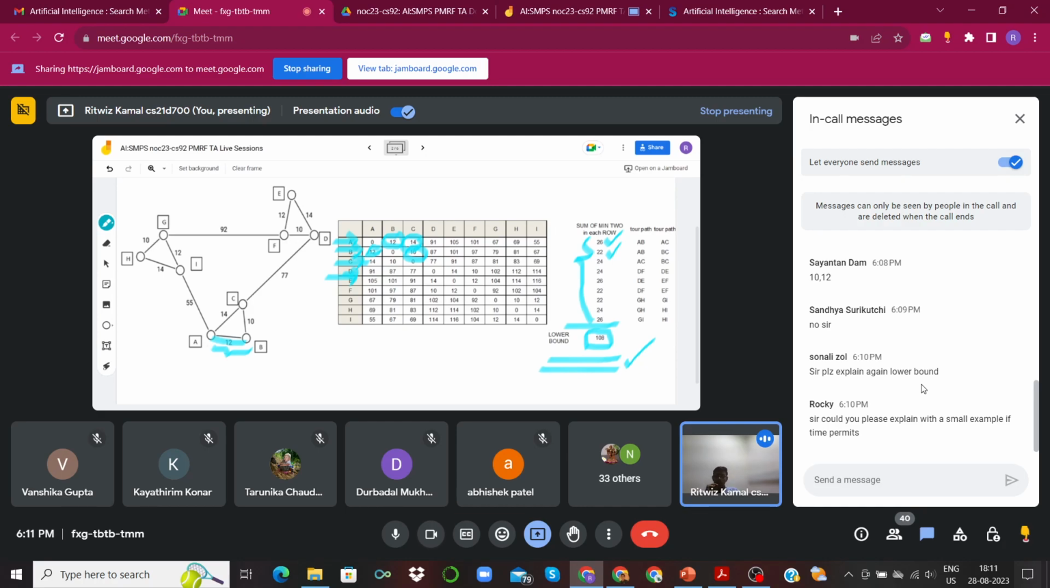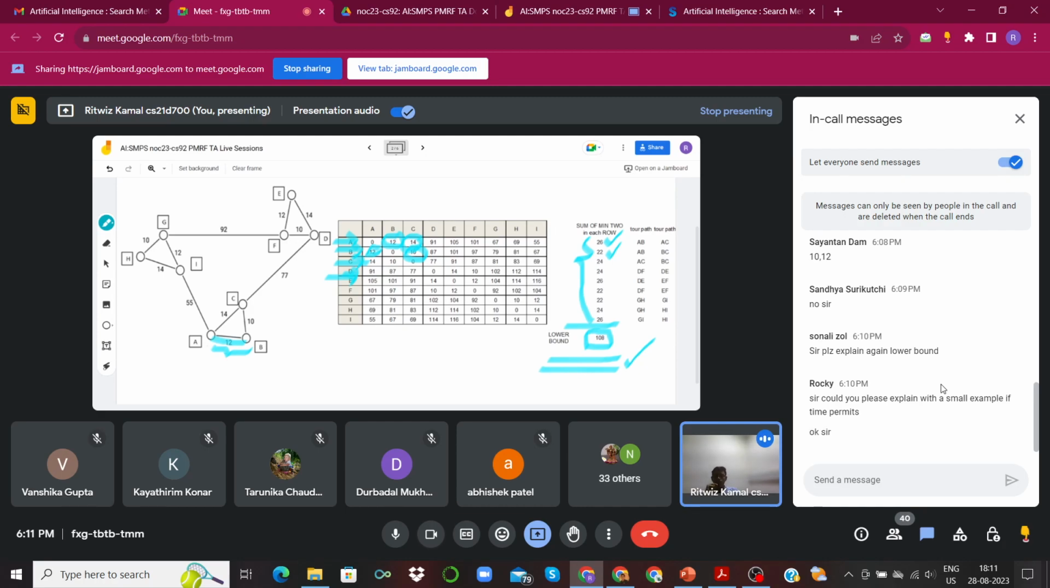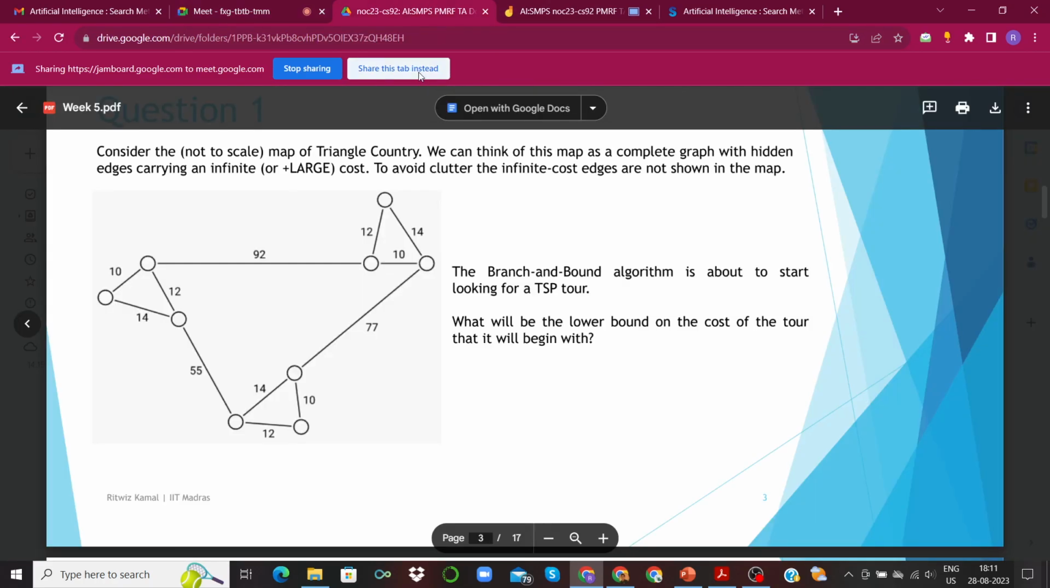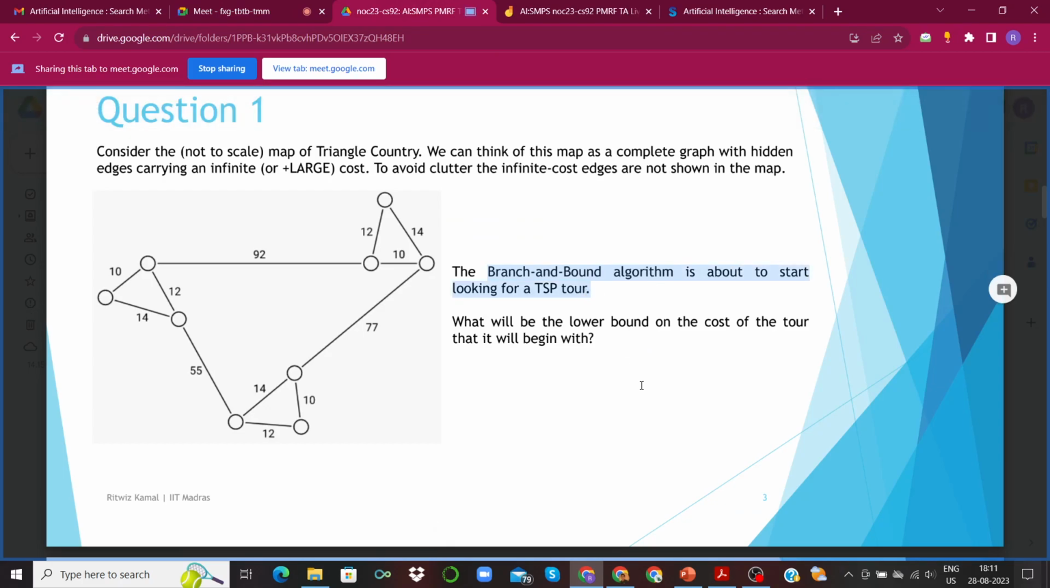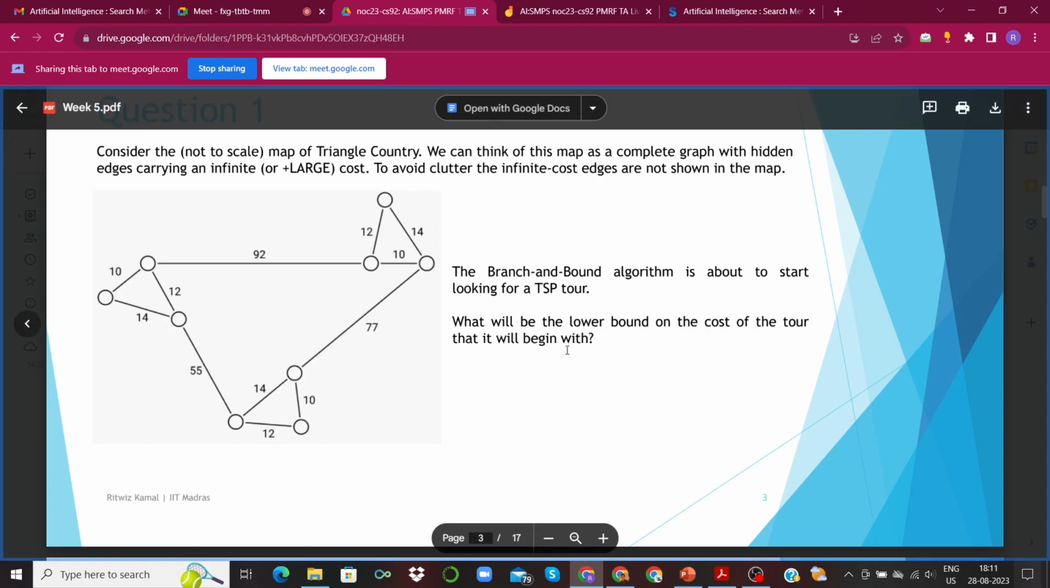Okay, so there's another request to go through the lower bound example once more. Basically, what the question asks is, the branch and bound algorithm is about to start looking for a TSP tour. What will be the lower bound on the cost of the tour that it will begin with? So this basically means that.